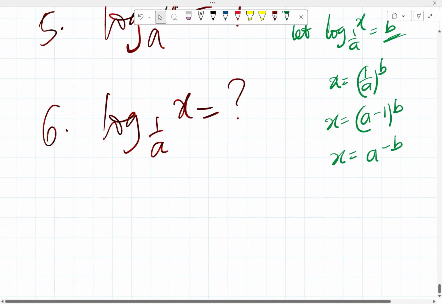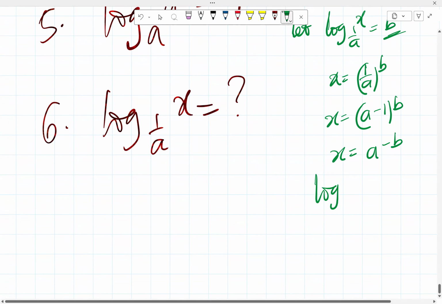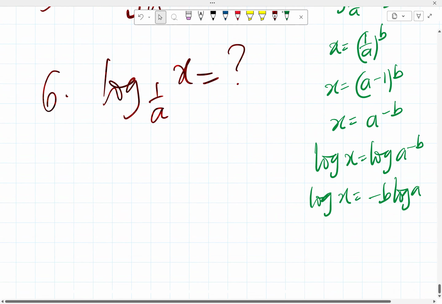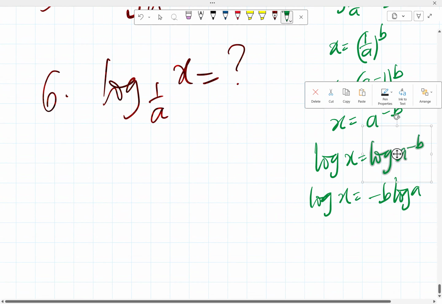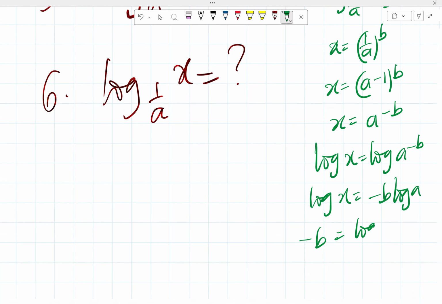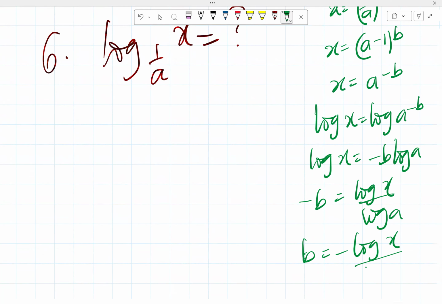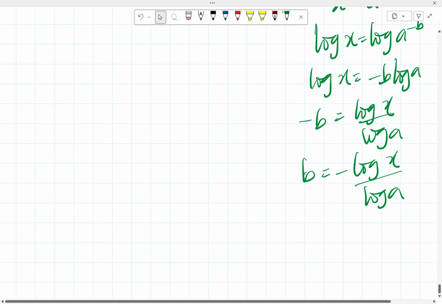We can take log of both sides. So we have log x equals log a raised power minus b. So that means log x is equal to minus b log a, right? So again, we are looking for b. So that means that minus b is equal to log x over log a. And of course, we can take the minus away. So b is minus log x all over log a. And we already know that this is the same thing as b equals minus log x to base a.